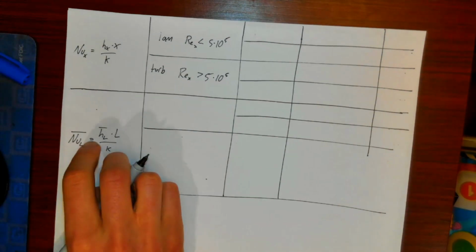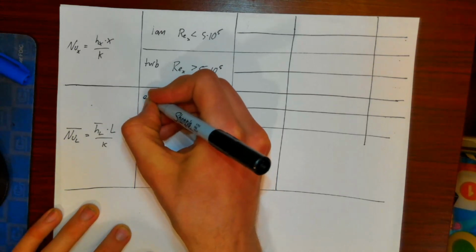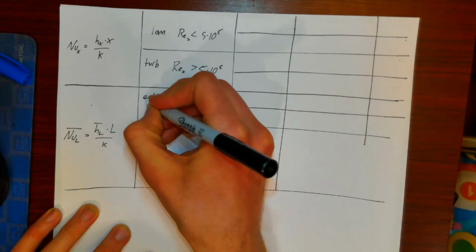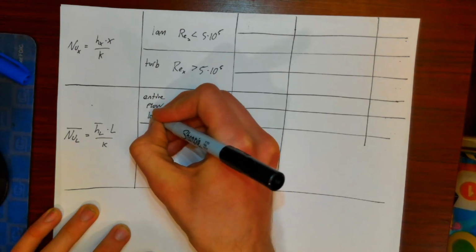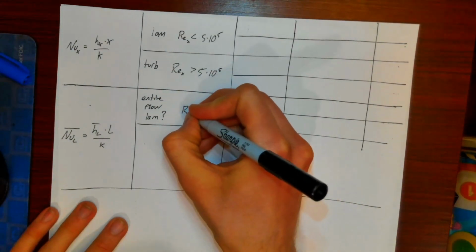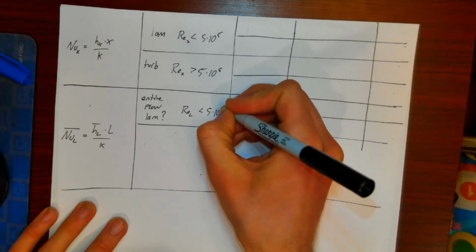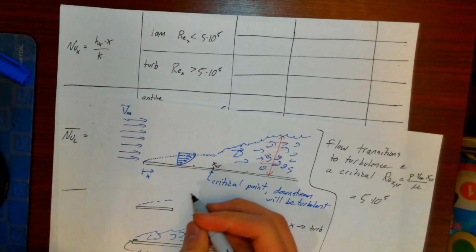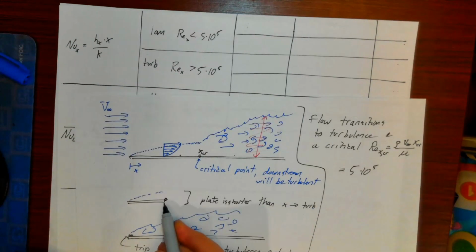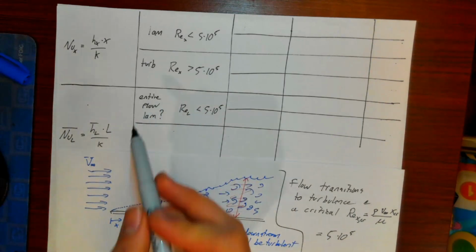For these average Nusselt numbers, we basically need to ask ourselves, is the entire flow laminar? In which case, Re sub L would need to be less than 5 times 10 to the 5th, where even the most downstream point of our plate still needs to be laminar flow if we're going to say there is an average Nusselt number where the entire flow is laminar.